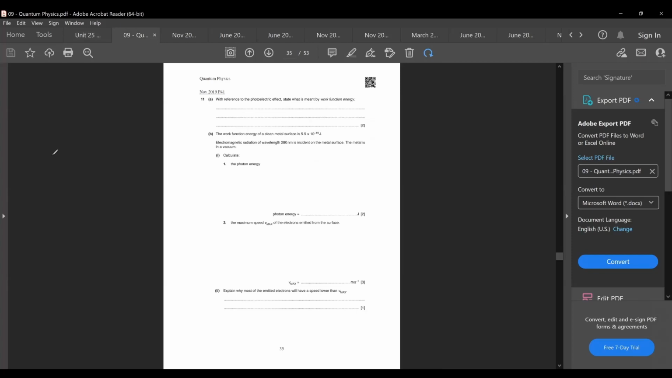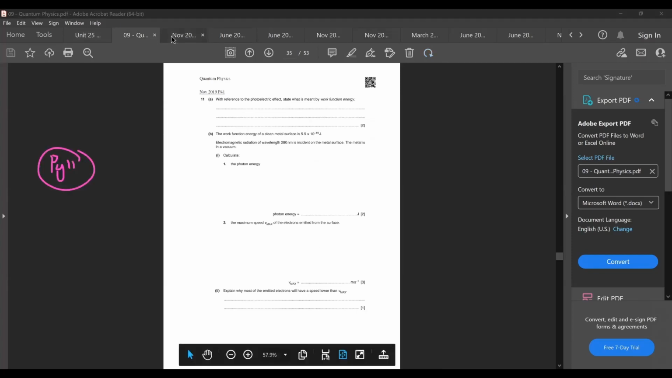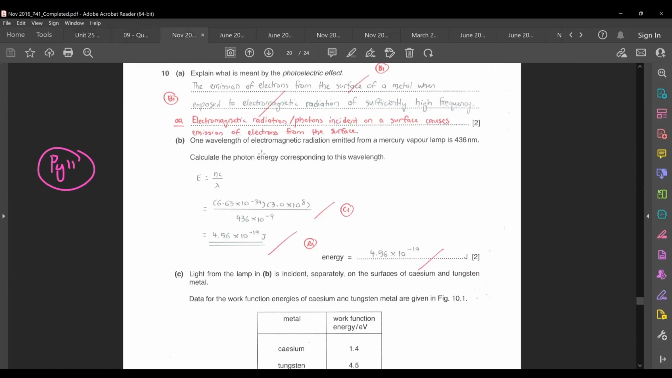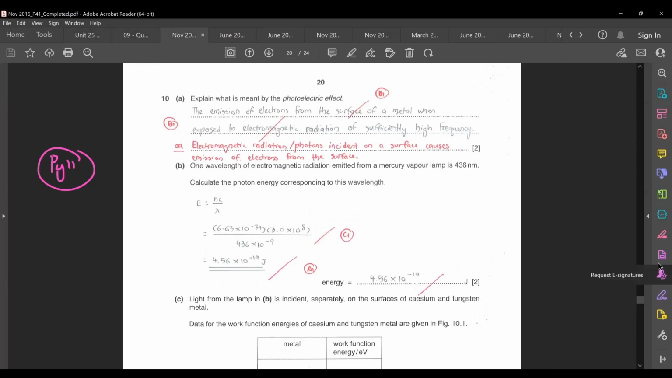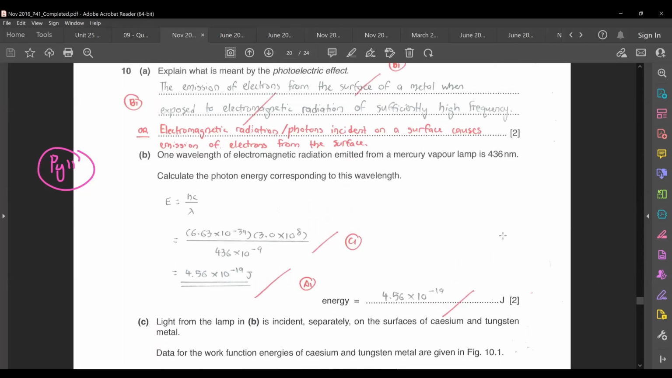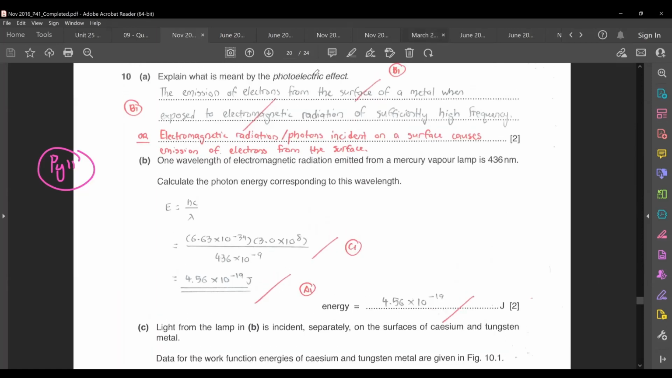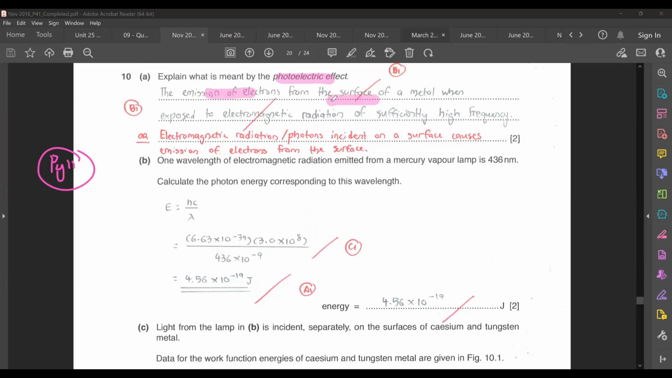So let's just have a look at page 11 of your worksheet. This is November 2019 P41. State what is meant by photoelectric effect is the first definition from your notes. The emission of electrons from the surface of a metal when it's exposed to electromagnetic radiation of sufficiently high frequency. The keywords here are EM radiation of sufficiently high frequency and emission of electrons. Those are the two keywords to use.